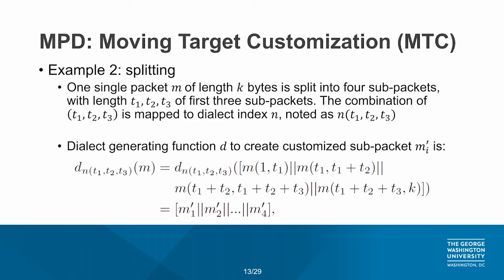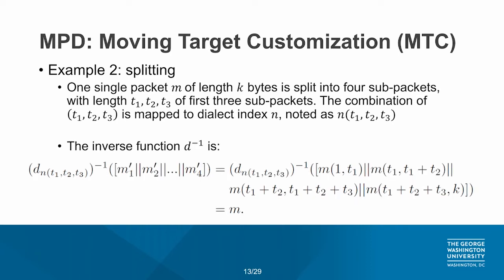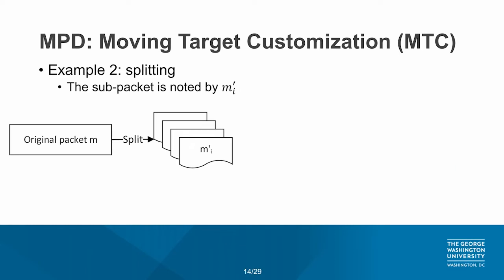The second example is a splitting function. So the splitting tries to split one single packet M of k bytes into 4 subpackets. We define the subpacket number of 4 here, with lengths T1, T2, and T3 for the first 3 subpackets. So the combination of the T1, T2, and T3 is mapped to the dialect index n. We have the dialect generating function D like this, and correspondingly we have its inverse function. The graph here is trying to illustrate this idea.